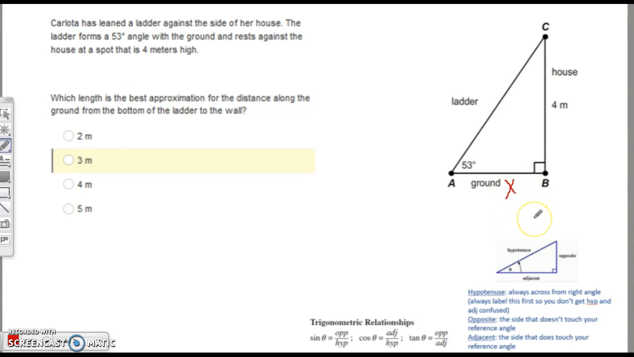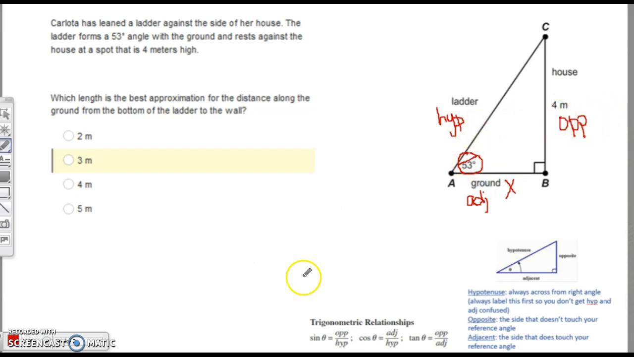Okay, so I like this problem a lot because it doesn't tell us exactly what to do. But we do have a reference angle here. We know 53 degrees. So I'm going to let that be my theta. And I'm going to go ahead and label my sides. Across from the 90-degree angle is the hypotenuse. Touching the angle is the adjacent. And across from the angle is the opposite.